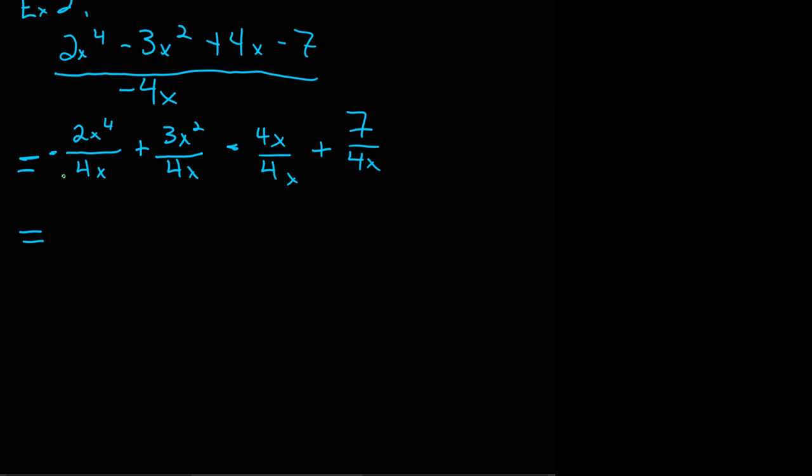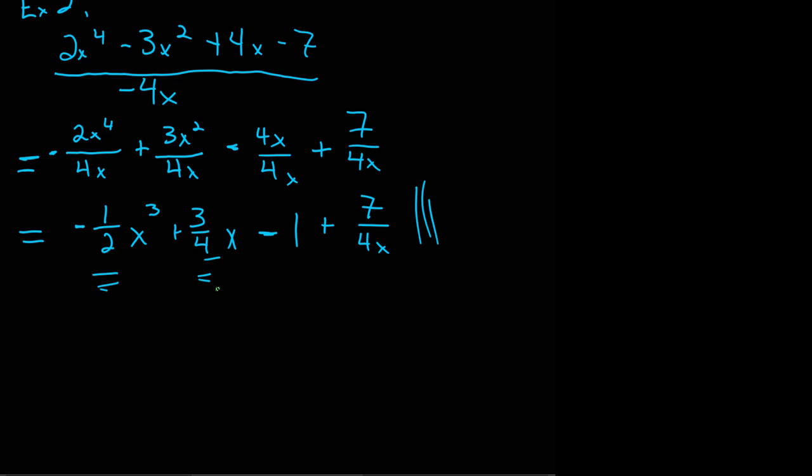All right. Well, x goes in x to the 4th. This is negative 1/2 x cubed plus 3/4 x minus 1 plus 7 over 4x, as this cannot be simplified any further. And we have a format that shows our division of monomial. Notice instead of putting the x cubed up top, I'm pulling everything out front so that we have coefficients. And I'm building a new polynomial out of this.